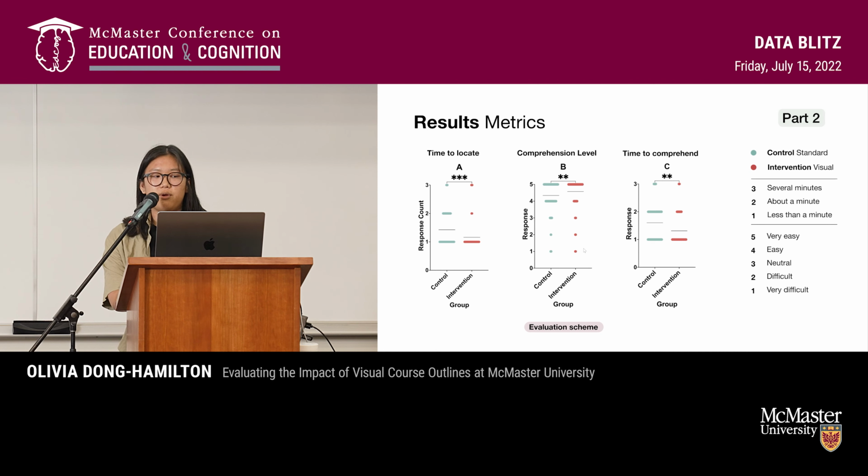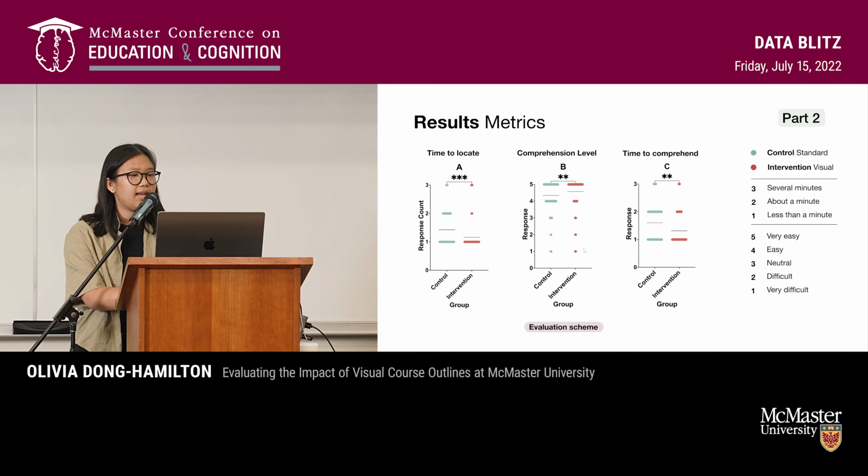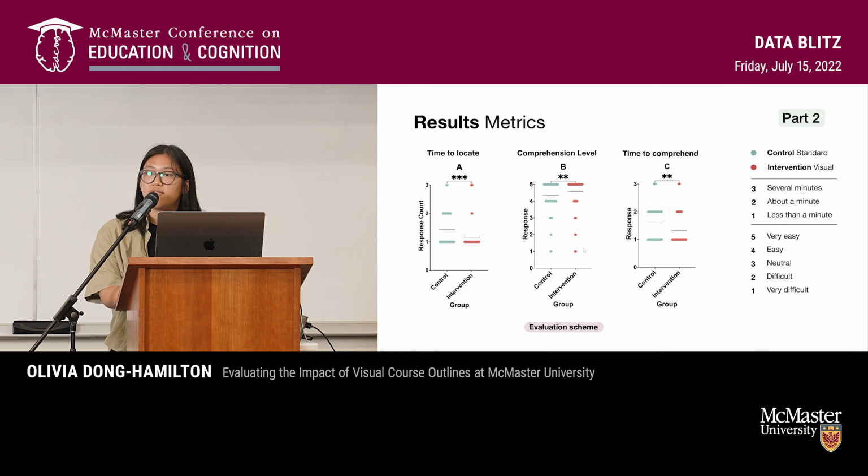Here we get into the 3 metrics using the evaluation scheme component as an example. Here we can see time to locate, so the intervention group that received the visual outlines were quicker in locating each separate component of the course outline. The intervention group that received the visual outlines were more likely to understand the actual content that was being presented.